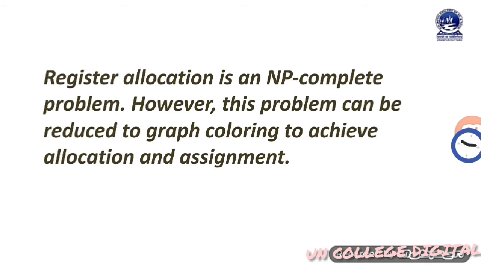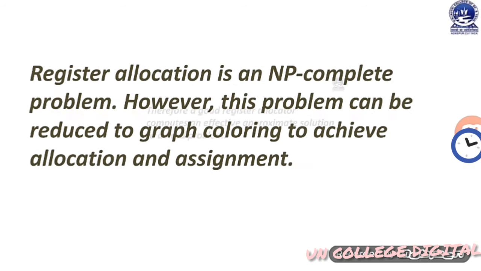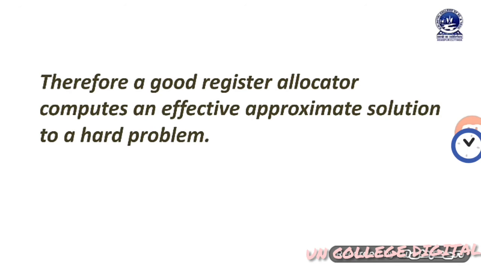Register allocation is an NP-complete problem, a non-polynomial complete problem. However, this problem can be reduced to graph coloring to achieve allocation and assignment. Actually, register allocation and assignment is a very tough problem. It is very difficult to effectively allocate and assign registers for program execution in target code generation, but still it can be achieved. The complexity of this problem can be reduced by using graph coloring. Therefore, a good register allocator computes an effective approximate solution to a hard problem.